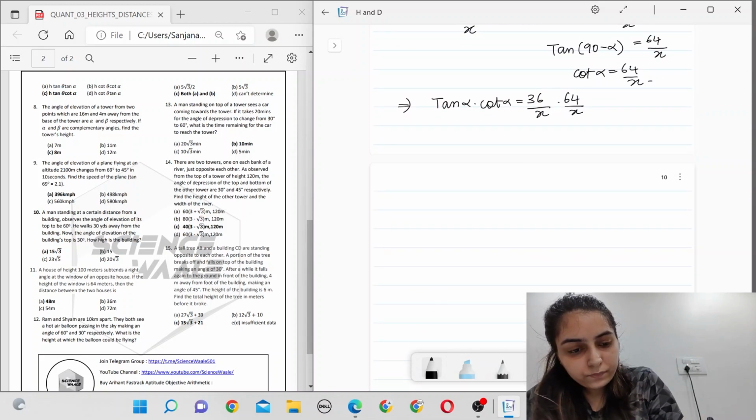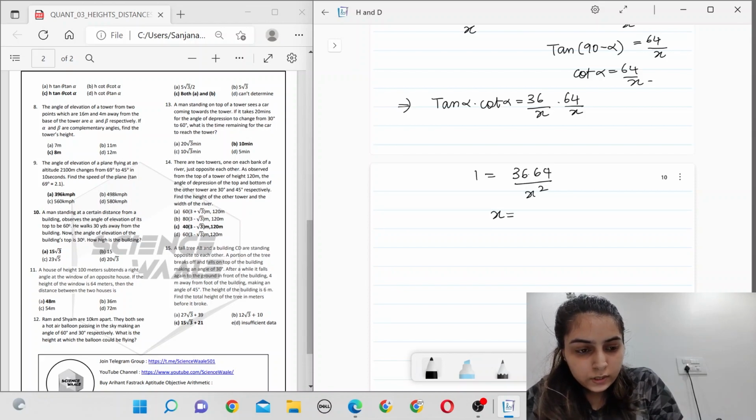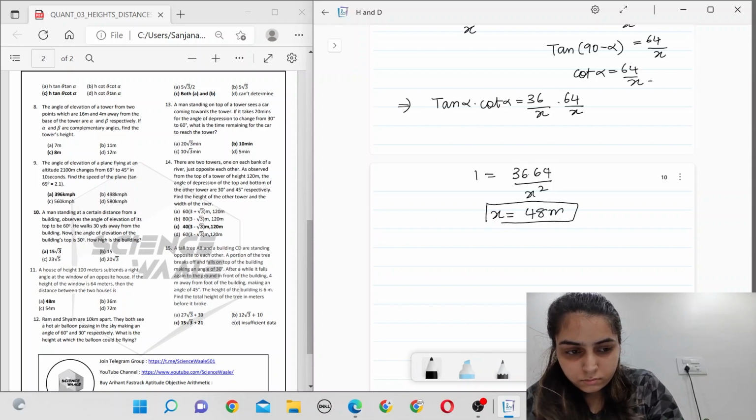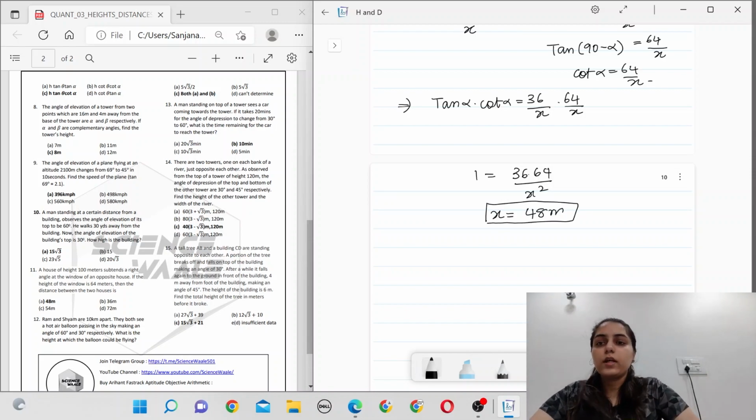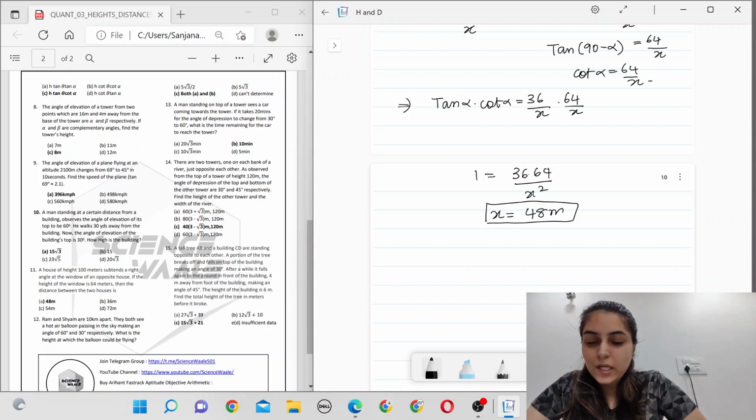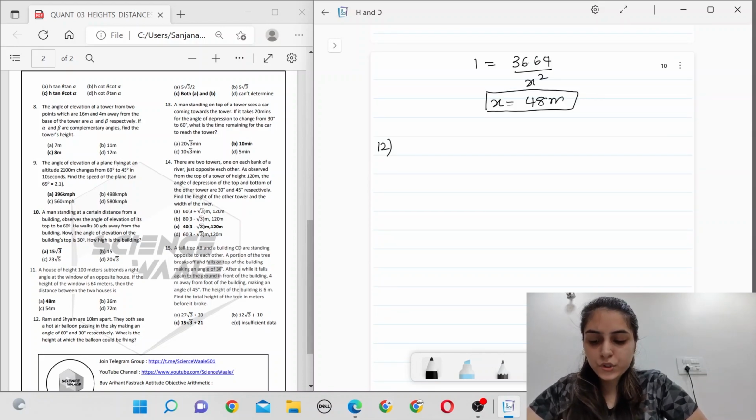So 1 is equal to 36 into 64 by x square. So x is equal to 48 meters. Done. We are done with this question as well. Left with few more questions and we are good to go with this particular topic. Moving ahead to the 12th question.